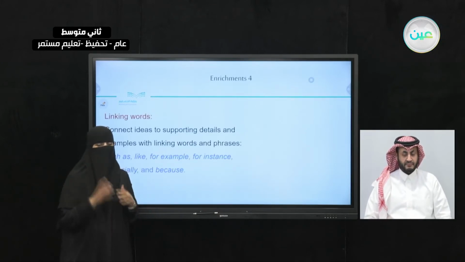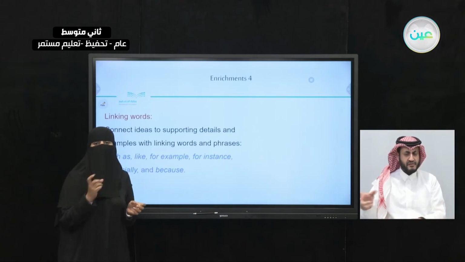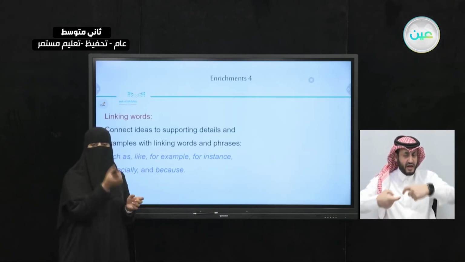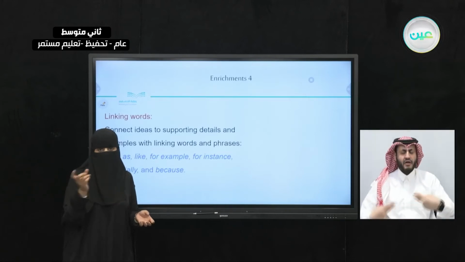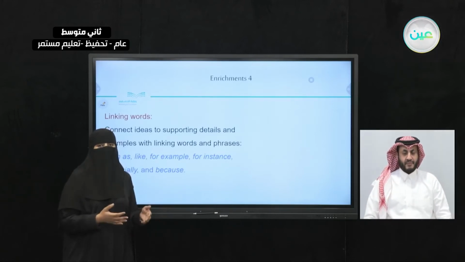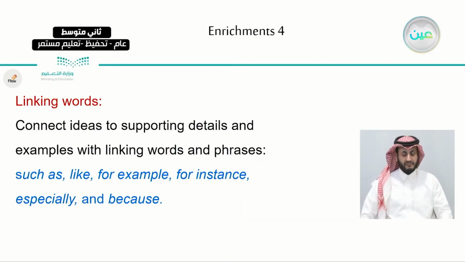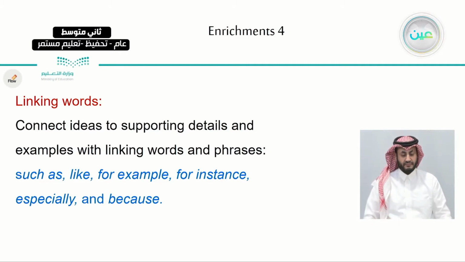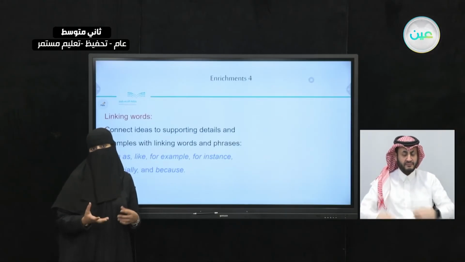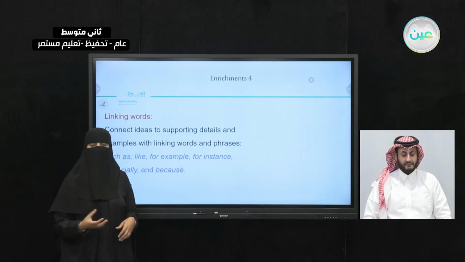Now, in the text, if we're changing some of the words, what are we going to use? We can use linking words. We're linking the details to the main ideas with linking words. Linking words can be many words. We can't count them, so it's not limited. Let's take a look at these examples. Linking words can connect ideas to supporting details, for example, the words such as, like, for example, for instance. For example and for instance have the same meaning. Also especially and because. All of these are words that we can use to connect supporting details to the main idea.